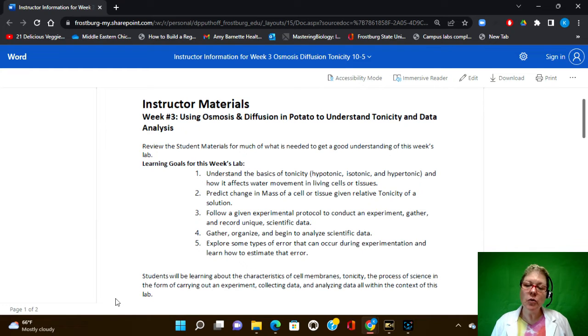They're going to use what they have learned either before coming into the lab, by doing some reading, or by digging into the lab, and they're going to be using the data that they collect to predict the mass of a cell given relative tonicity of a solution. So at the end, if you give them a quiz on it, they should be able to predict what will happen to the water balance in the cell and how we predict that and what that really means.